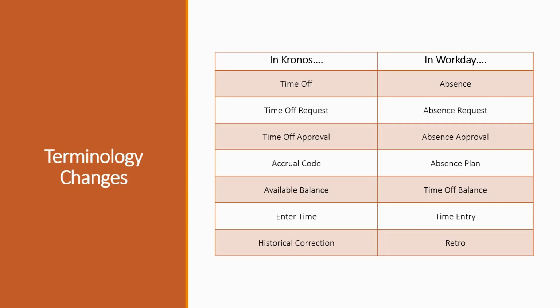And then another big impact is historical corrections. Let's say you forget to enter time for the previous pay period and the pay period's already closed and paid out. Your supervisor would process a historical correction in Chronos. We're going to refer to that moving forward as a retro adjustment in Workday. So it'll be a retro change.